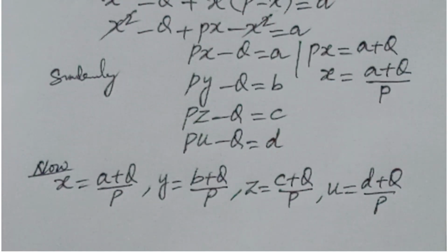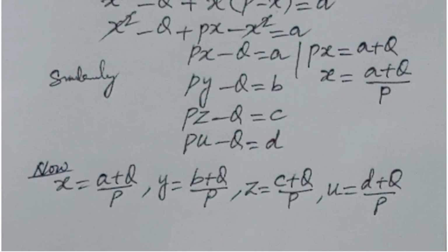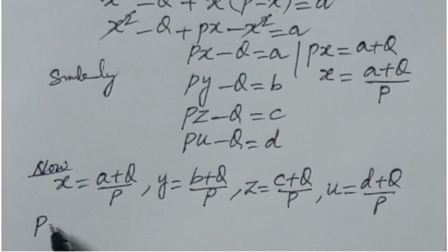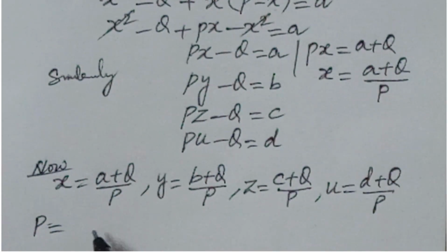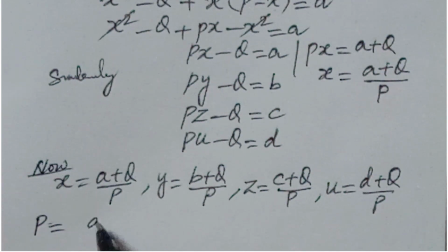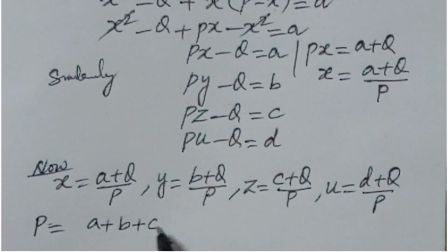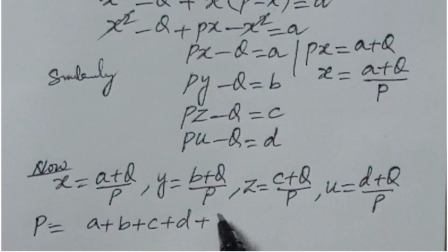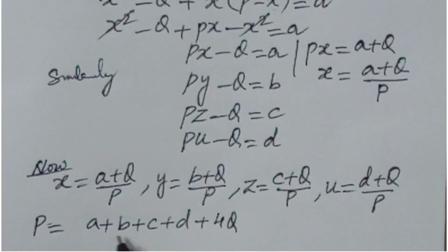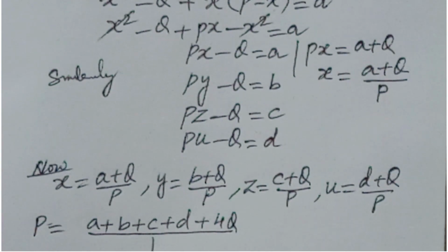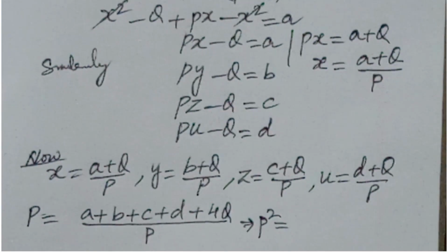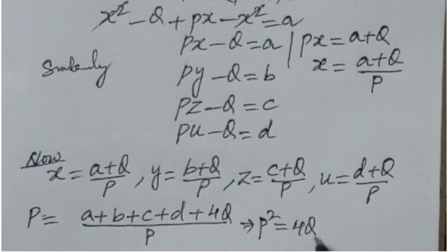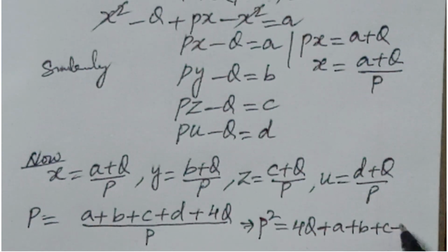Now replace these in p, which is x plus y plus z plus u. Here you'll get (a plus b plus c plus d plus 4q) by p. Now if you cross multiply, p² is equal to 4q plus a plus b plus c plus d.